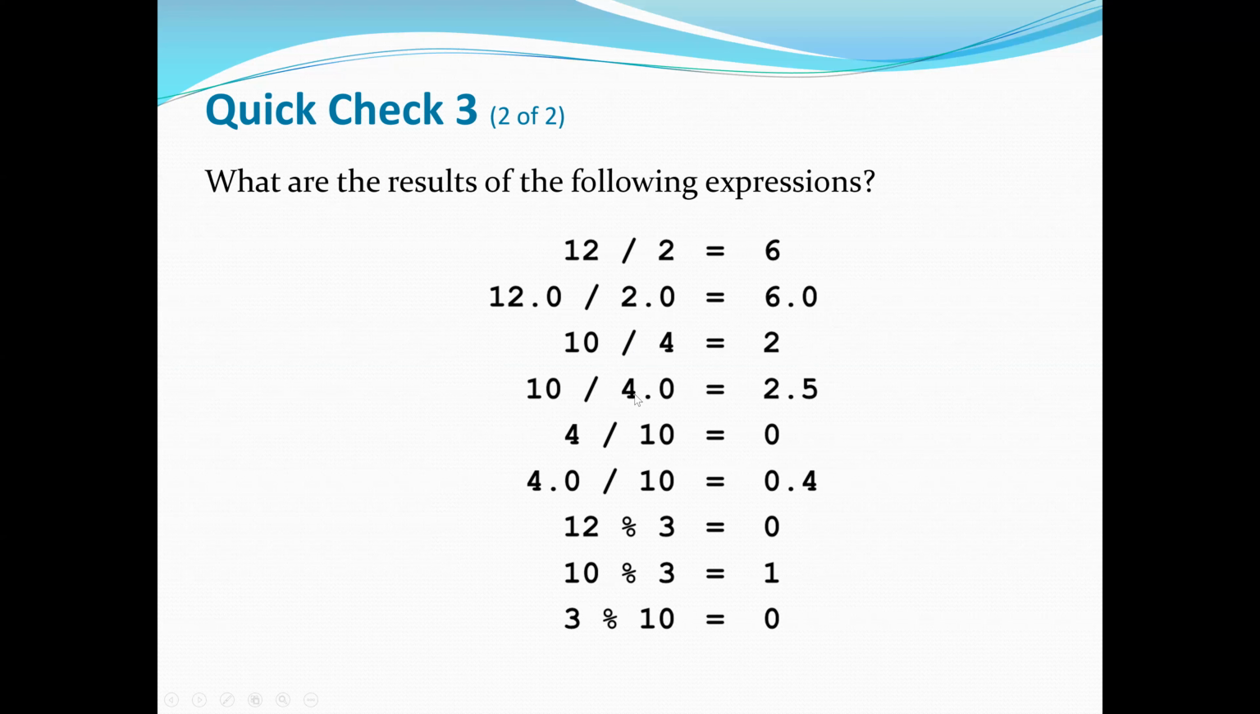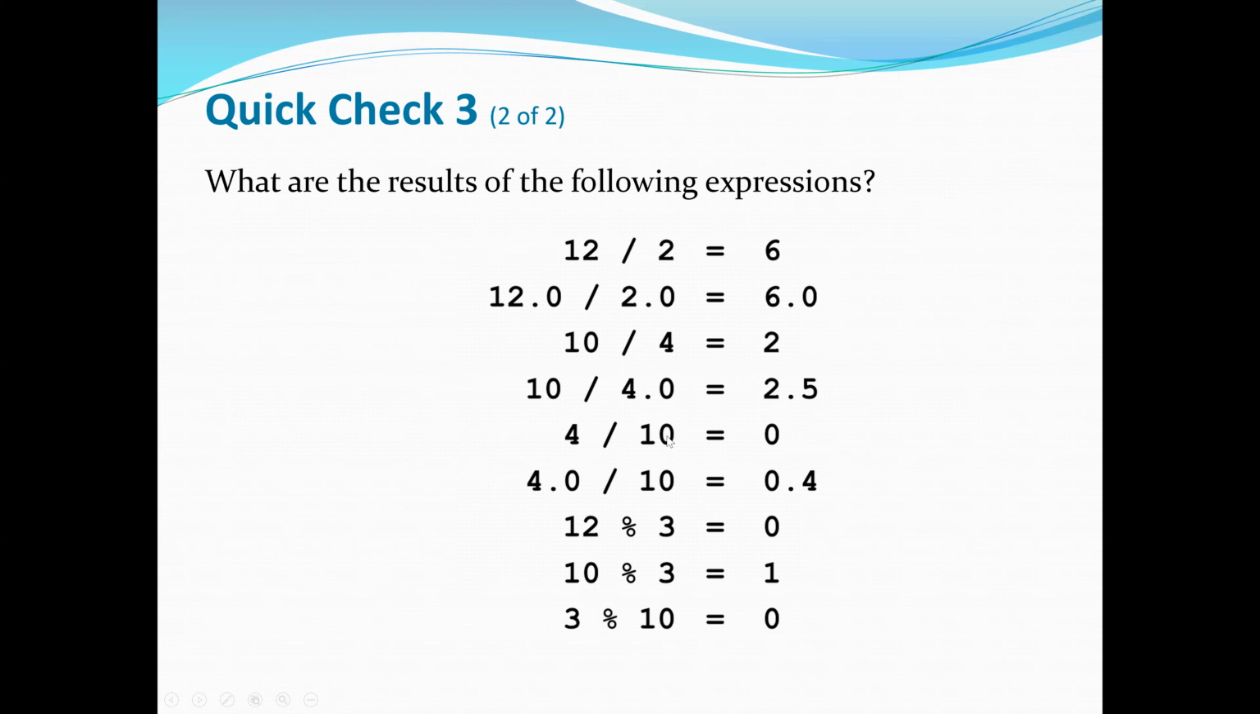Now we have 10 divided by 4.0. This time we get the decimal part, so the answer will be 2.5, because 4.0 is a decimal value. Anytime you divide two numbers, if both numbers are decimal values or one of them is a decimal value, then the answer will be a decimal value. If both of them are whole numbers, then the answer will be a whole number.